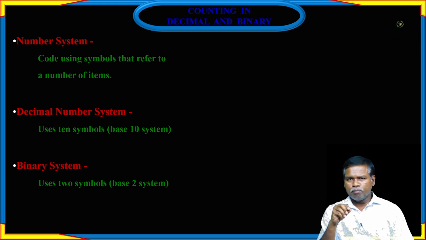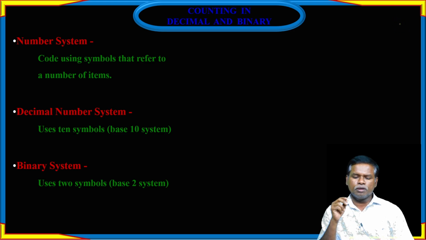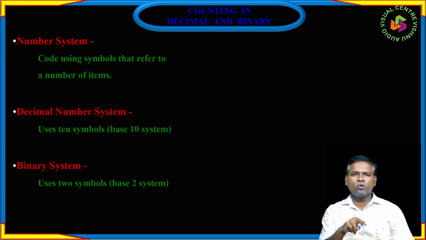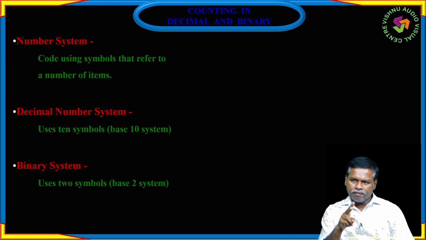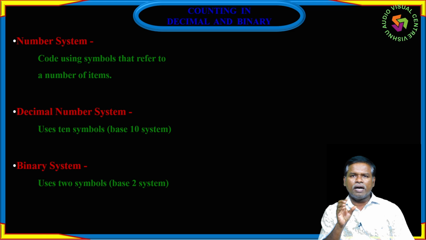Whereas the binary number system uses two symbols, 1 and 0. Sometimes we call them true and false, up and down. Like that, different notations or different symbols can be used. Overall, it is said to be a base 2 system, where there are only two symbols in the binary number system.